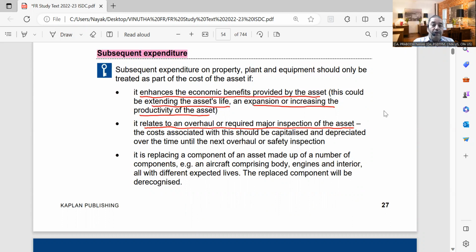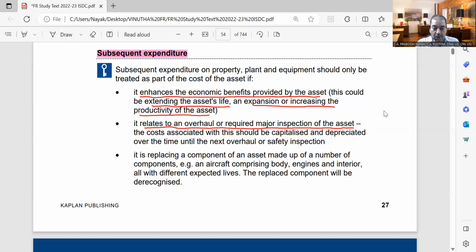Is it going to extend the economic benefits, in the sense that it will increase the cash flow? If it is going to increase the cash flow, yes, it has to be added to the cost of the asset. Does it increase the productivity of the asset? The answer is yes, I add it to the cost of the asset. Does it increase the life of the asset? The answer is yes, I will add it to the cost of the asset. But if neither of these answers is yes, then I will not add it to the cost of the asset.